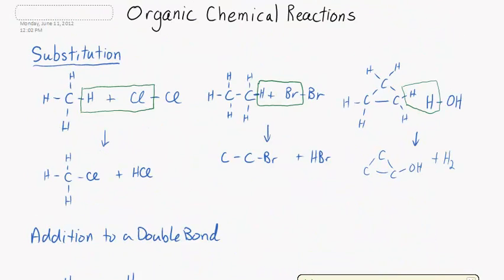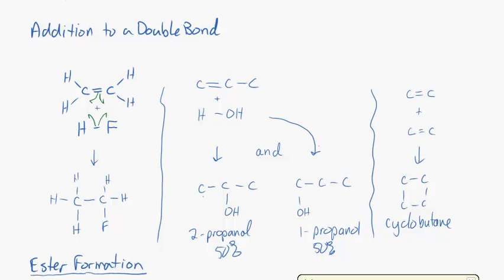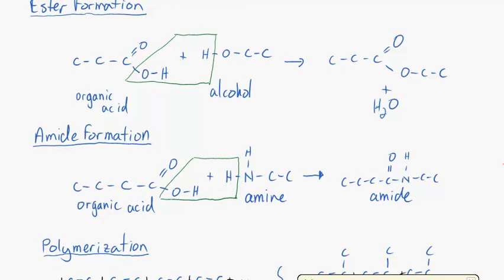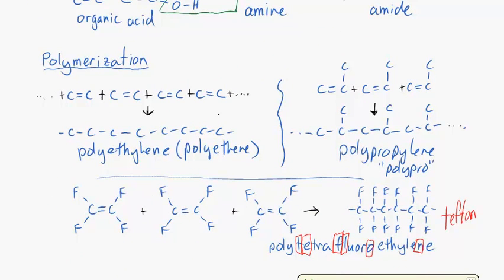Well, that's it. Let's review. Substitution, where we exchange a hydrogen. Addition to a double bond, where we add a molecule to it. Ester and amide formation. By removing a water molecule, we unite 2 larger ones. And finally, we have polymerization, where small molecules link together many times over. That's it.